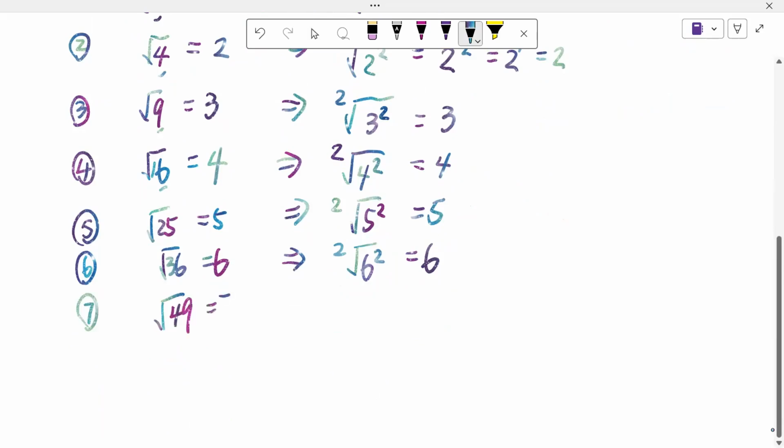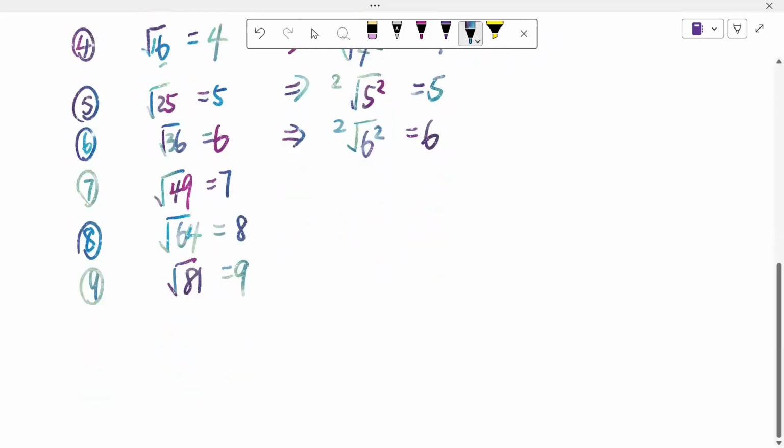The square root of 49 is 7. The square root of 64 is 8. And then the square root of 81 is 9. And the square root of 100 is 10. And for 11, if you do not know what the next perfect square is, it will be 11 squared. 11 squared is 121, right? So that will be 11.